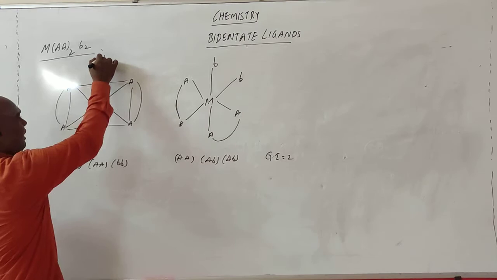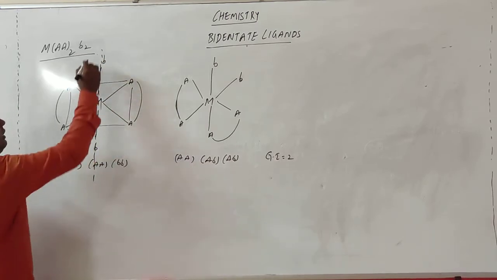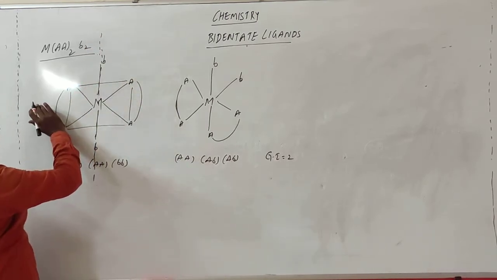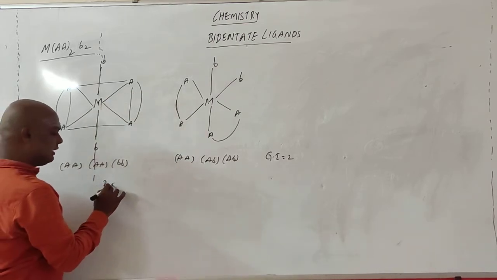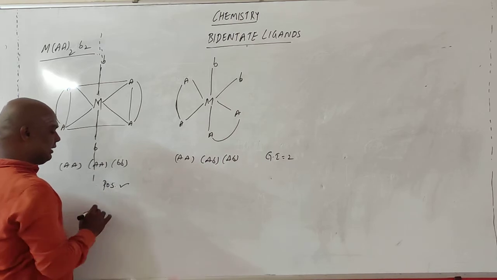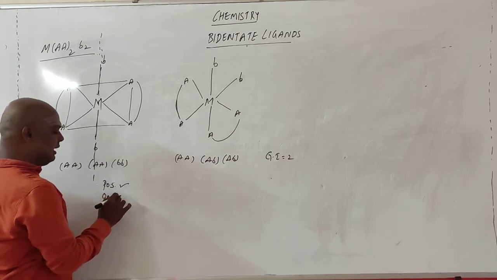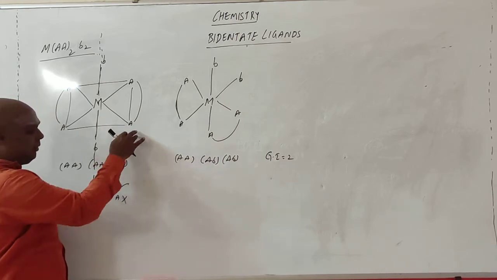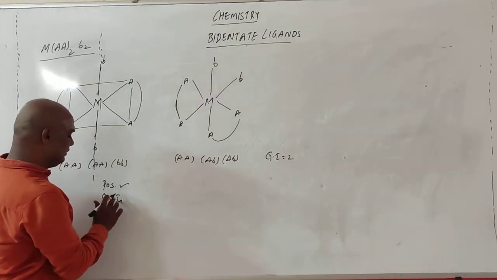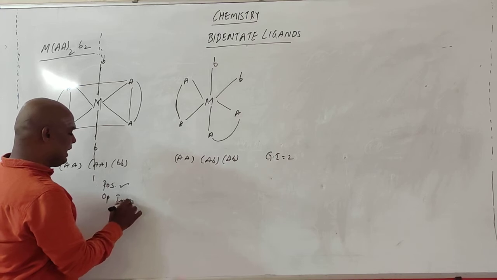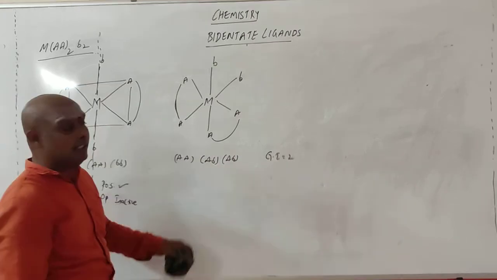See, this is generally the planar molecule. If I draw the line like this, what happens? This half is equal to this half, right? So plane of symmetry is present. So optical activity is absent. So this is optically inactive.